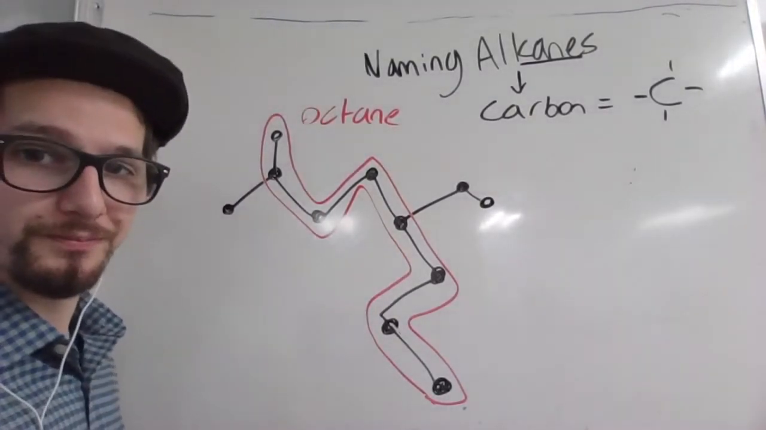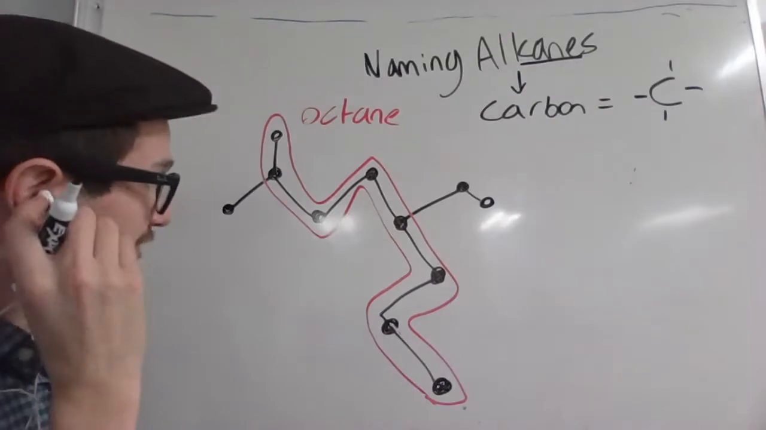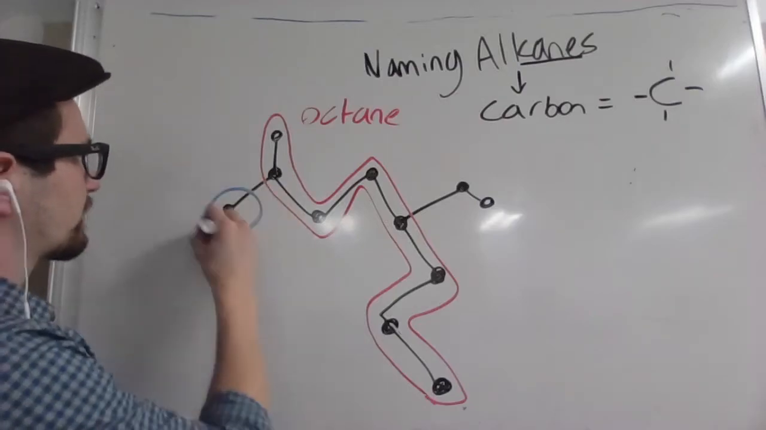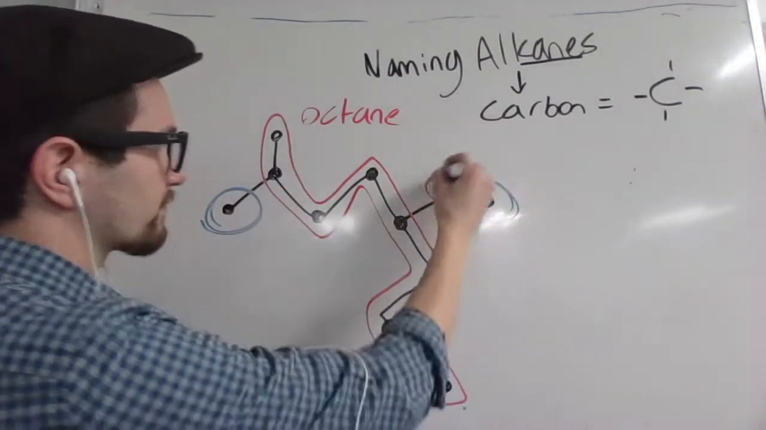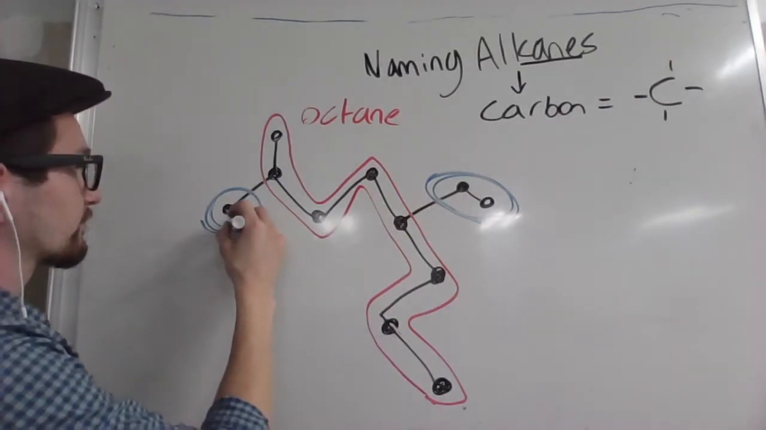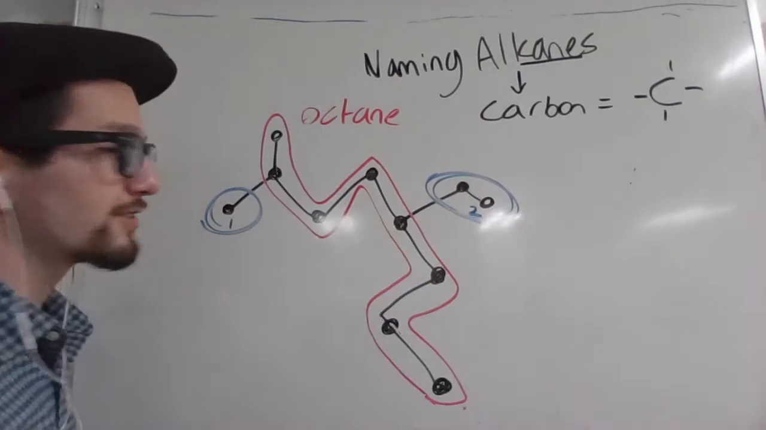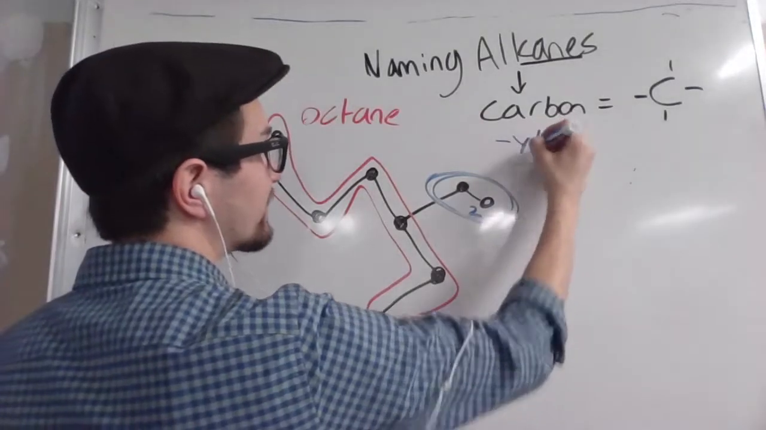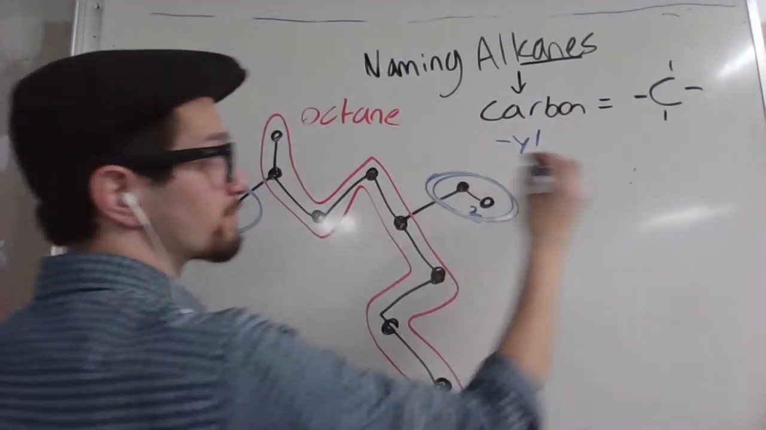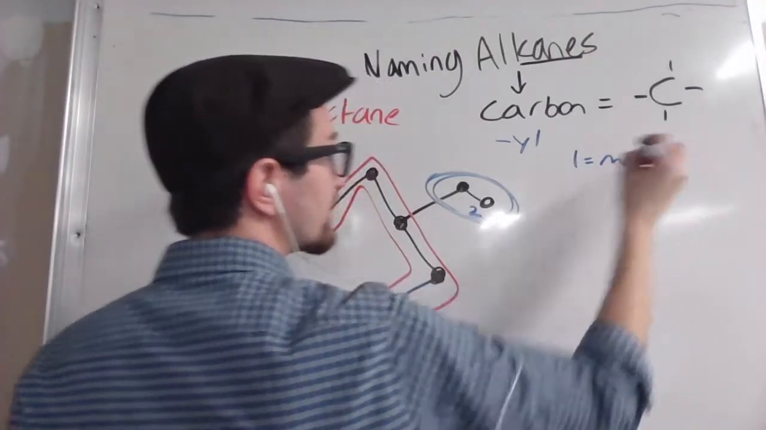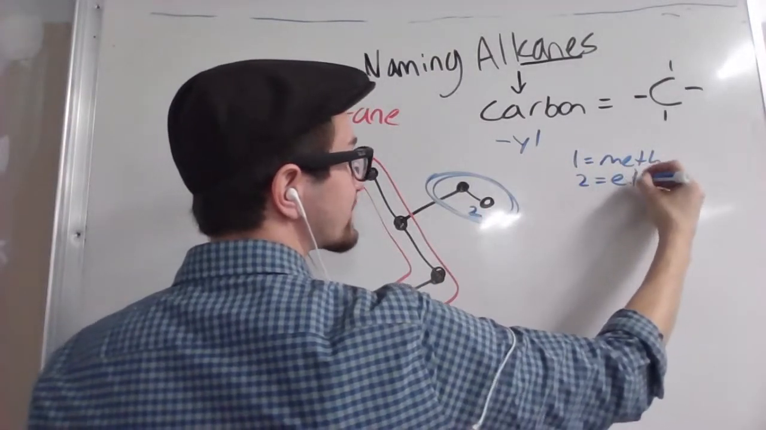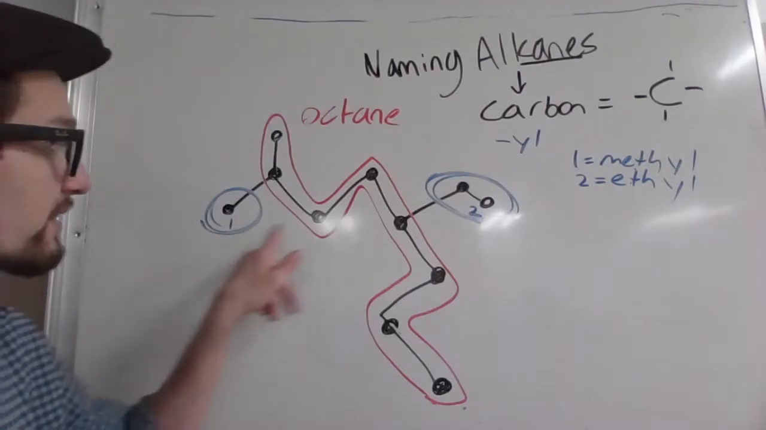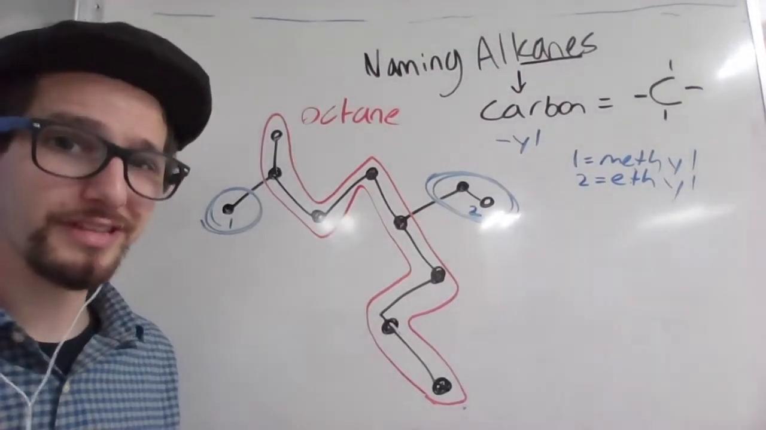Nice. So, now what? Well, now we got to look at our extra bits. So it looks like I've got an extra bit hanging off here, and I've got an extra bit hanging off here. I've got one carbon here, and I've got two carbons here. And I told you guys that these little extra bits aren't anes, they're yls, which means they end in YL. So I have one carbon, and the prefix for one is meth. And here I've got two carbons, and the prefix for two is eth. So one would be a methyl group, two would be an ethyl group. So I have a methyl and an ethyl. But the question is, where are they?